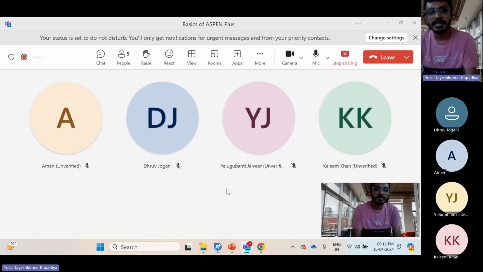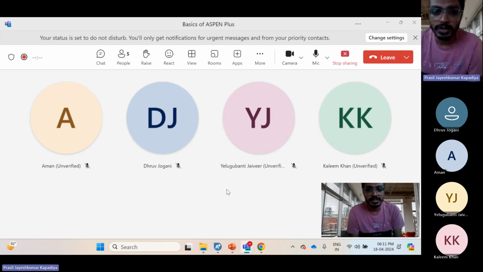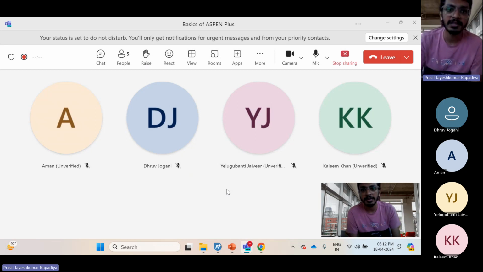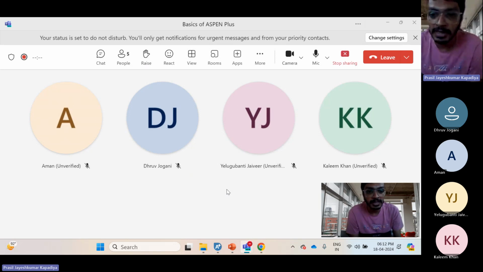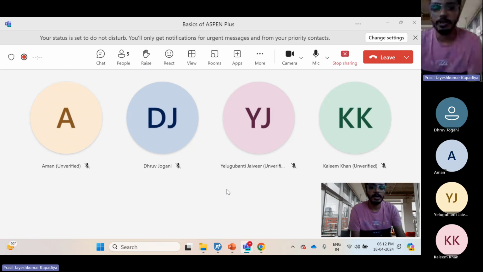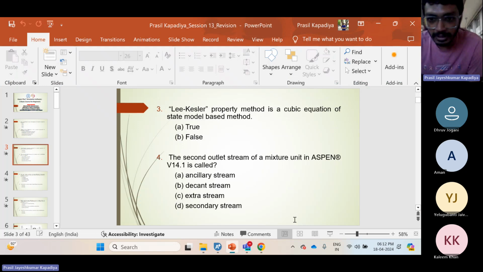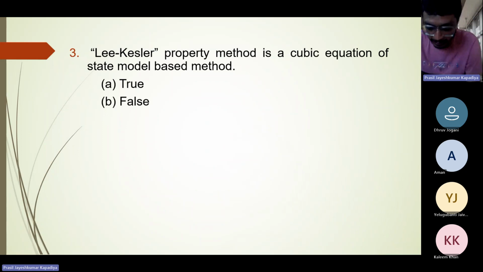The Lee Kessler model basically gives values of compressibility factor Z as Z is equal to Z0 plus omega into Z prime. Z0 is the ideal gas compressibility factor, omega is the eccentric factor, and Z prime is the deviation from the ideal Z value. That is how we can get the value of compressibility factor, and then we can use the equation PV is equal to ZRT. So now tell me, is it an equation of state approach or not, from the story that I told you?